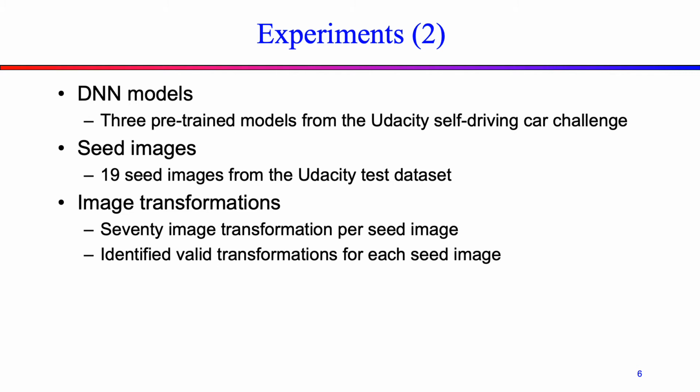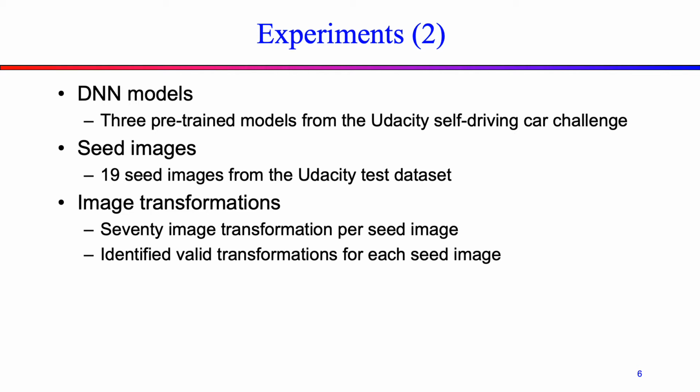We use open source DNN models from the Udacity Self-Driving Car Challenge. Among the top 5 ranking models from the challenge that are publicly available, we use 3 DNN models, namely Chauffeur, Rambo, and Autumn, as our subject models. As far as seed images, we select 19 seed images from the Udacity test dataset.